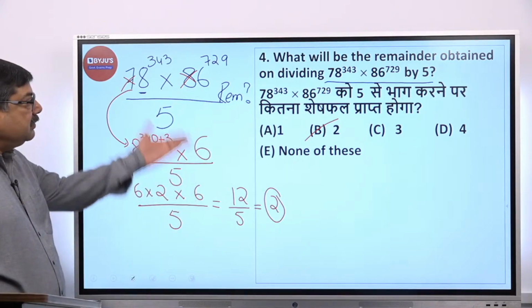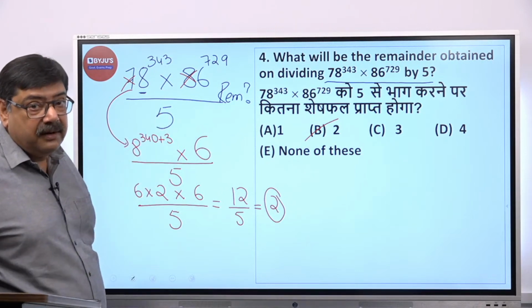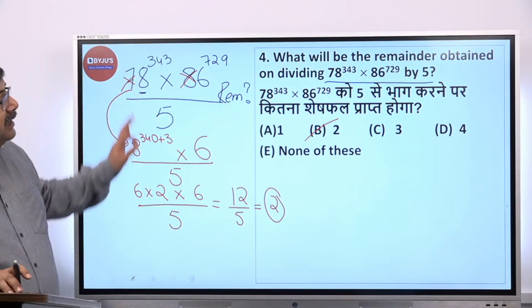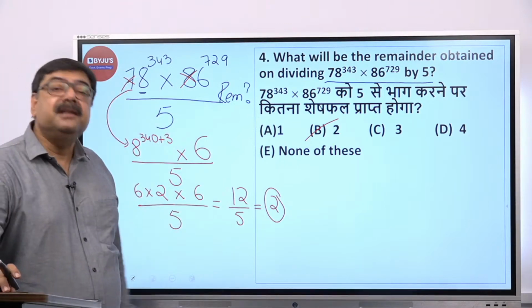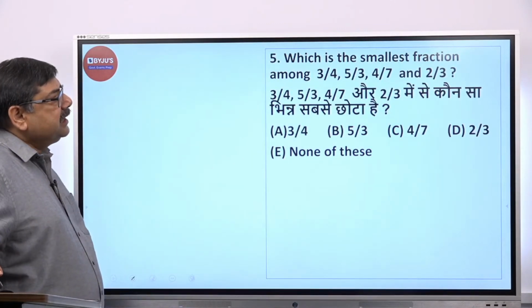So I hope this is clear. Huge, big numbers are not to be afraid of. You're not supposed to be afraid of them. Follow simple steps and you get your answers. So that is cyclicity for you, and you get questions at times based on cyclicity.